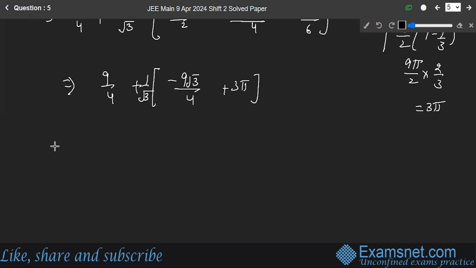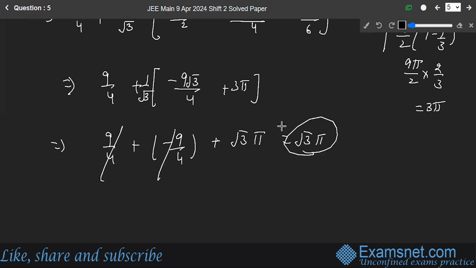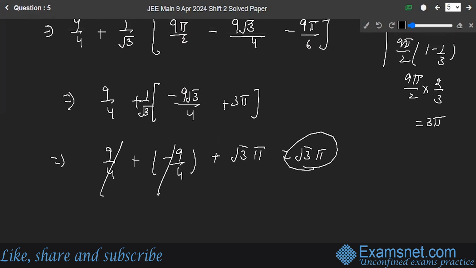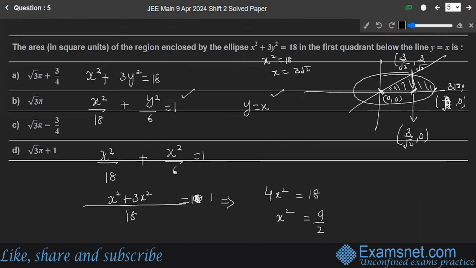Okay. And here, let's open up the brackets, 9 pi by 4 plus minus 9 by 4. And this will be plus root 3 pi. So this is the answer, root 3 pi, because these two will cancel. So root 3 pi, let's check with the options, option B.